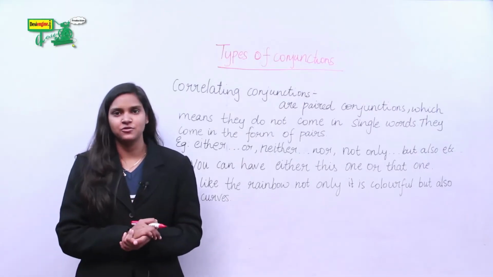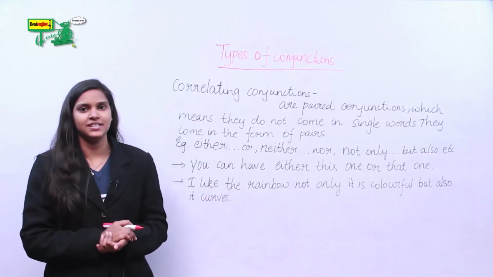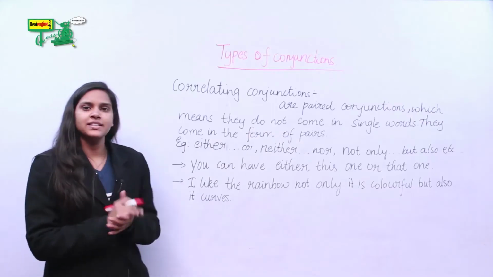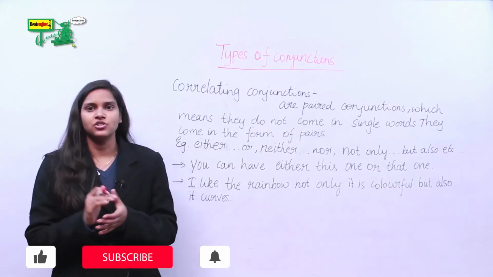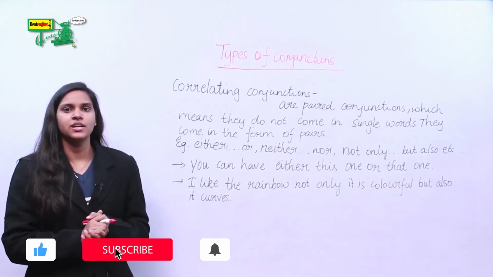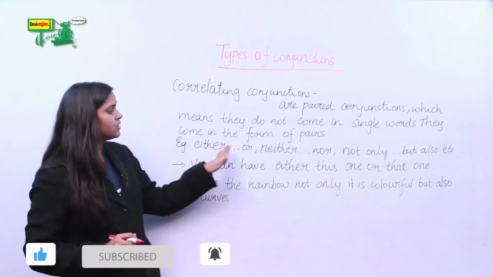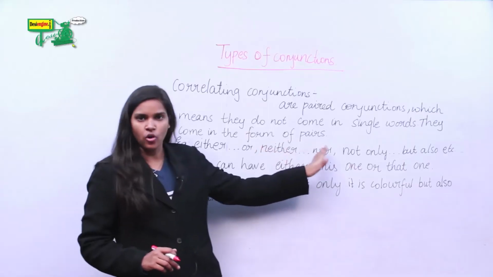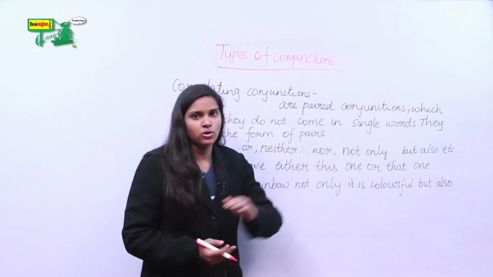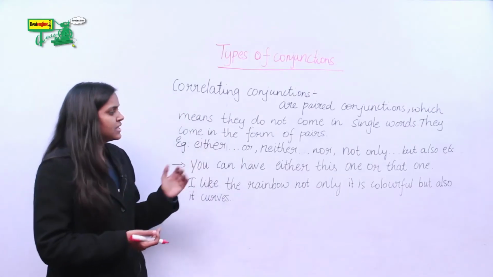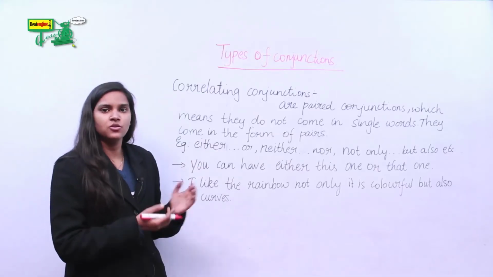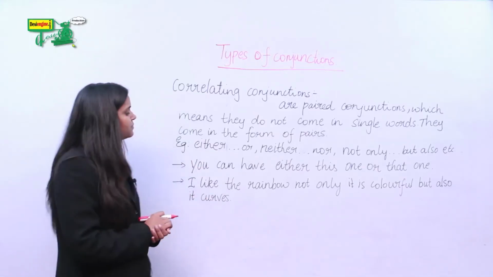Let's do the next kind of conjunction, that is correlating conjunction. Correlating conjunctions, unlike other conjunctions, are not single words. They occur in pairs. For example, either or, neither nor, not only but also. Let's take a few sentences where correlating conjunctions are used.